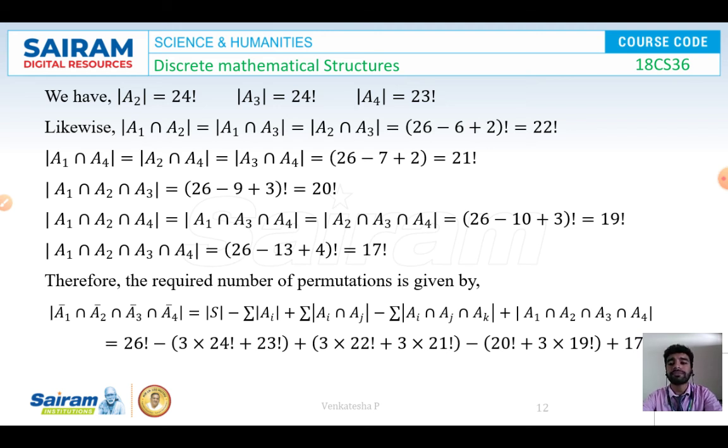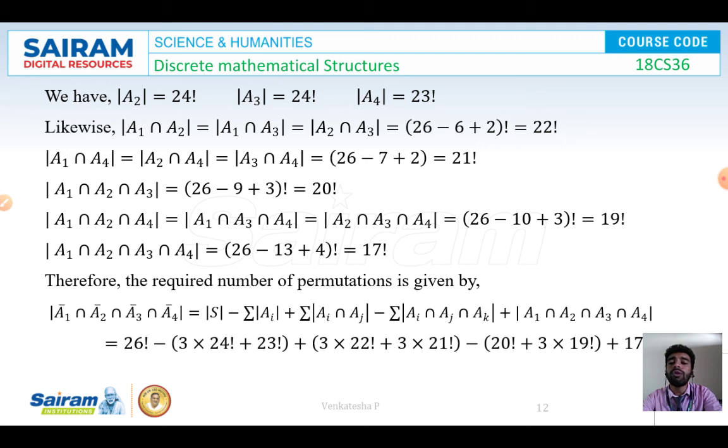In the same way, I will be finding the order of A1 intersection A2, order of A1 intersection A3, order of A2 intersection A3, all containing 6 letters. It is given by 22 factorial. And the order of A1 intersection A4, order of A2 intersection A4, order of A3 intersection A4 having 21 factorial as an order. And the order of A1 intersection A2 intersection A3 will be equal to 20 factorial. And again the order of A1 intersection A2 intersection A4, order of A1 intersection A3 intersection A4, order of A2 intersection A3 intersection A4 will be equal to 19 factorial.